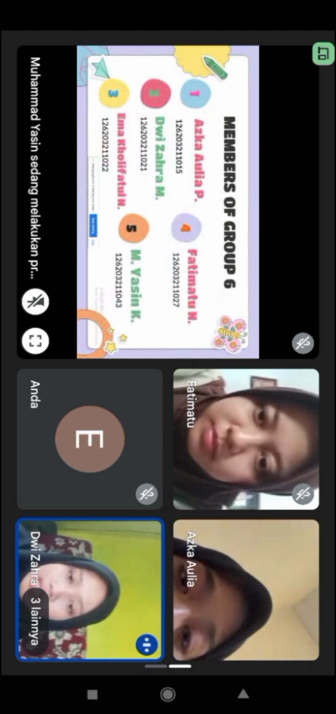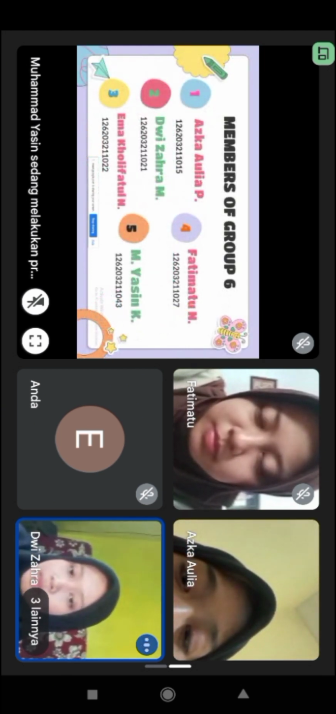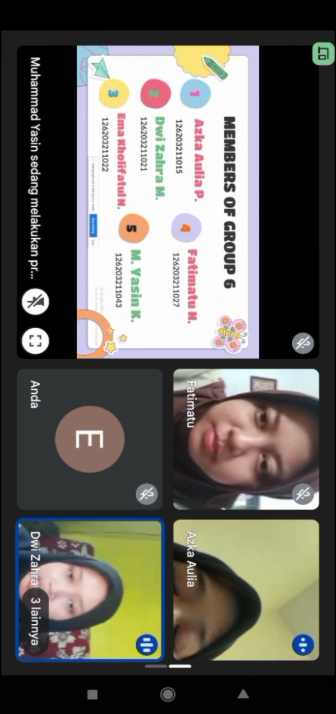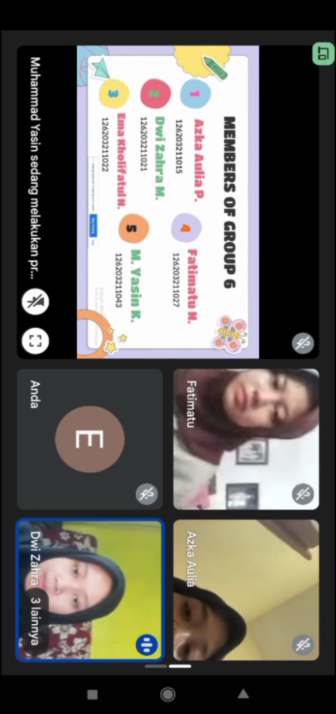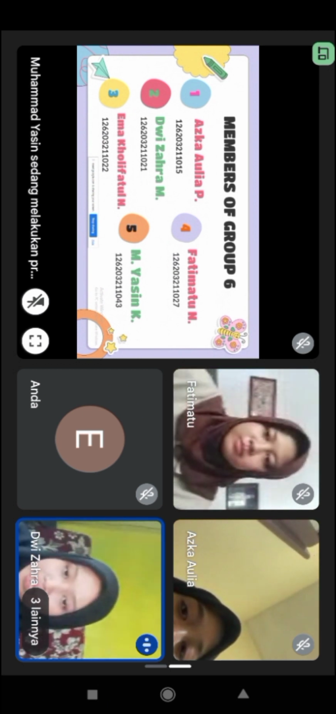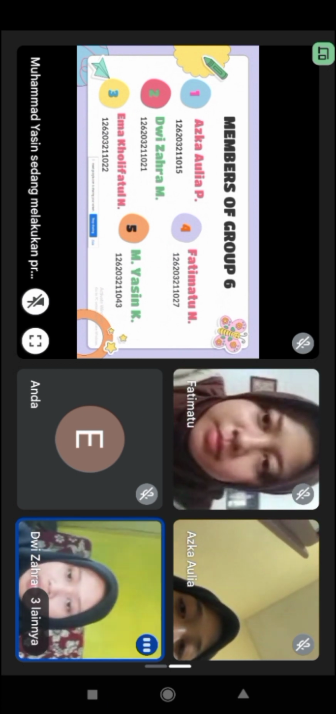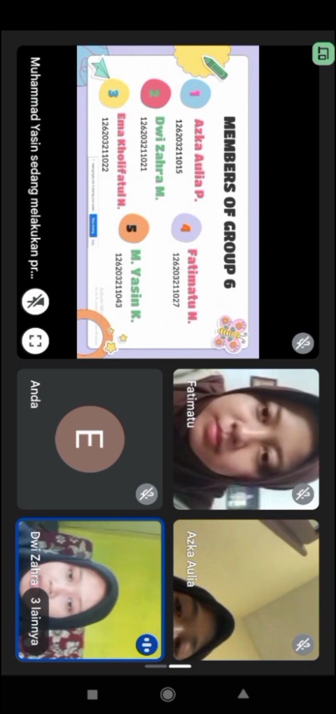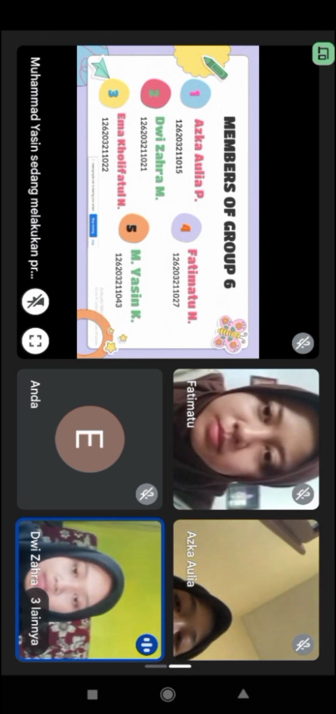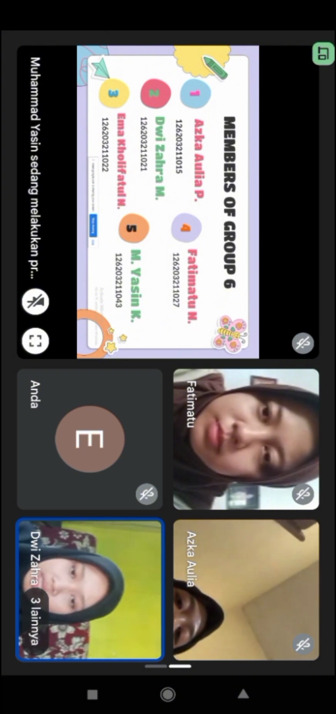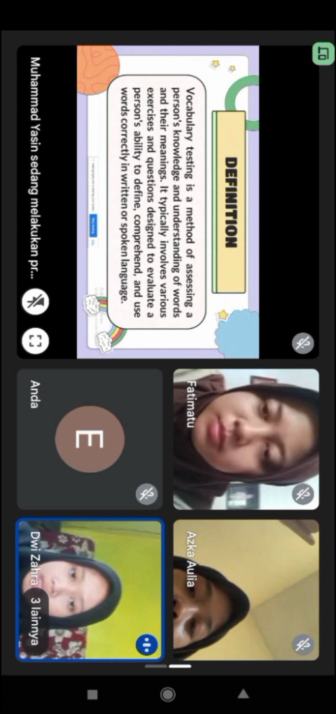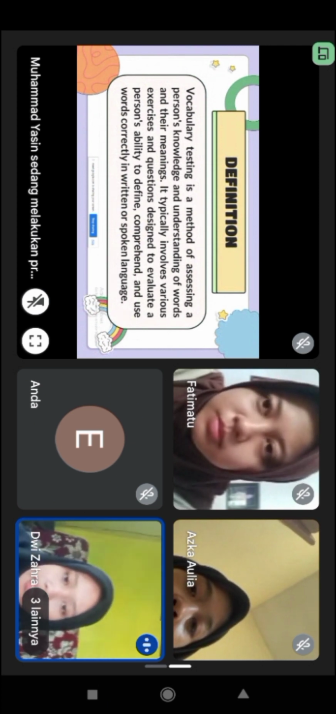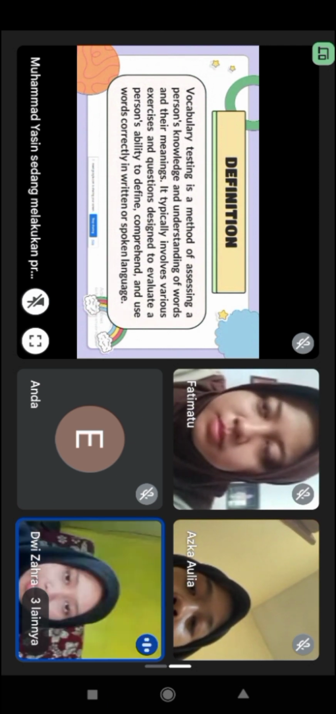The first is Aska Aulia Putri as the first presenter, and then Emma Polifatul as the second presenter, and then Sam Yasin Kurniawan as the third presenter, and then Rizara Maulidia, or me, as the fourth presenter and the moderator, and then the last is Fatima Nurunisa as the fifth presenter. Let's start our presentation. The first presenter, Aska, time is yours.